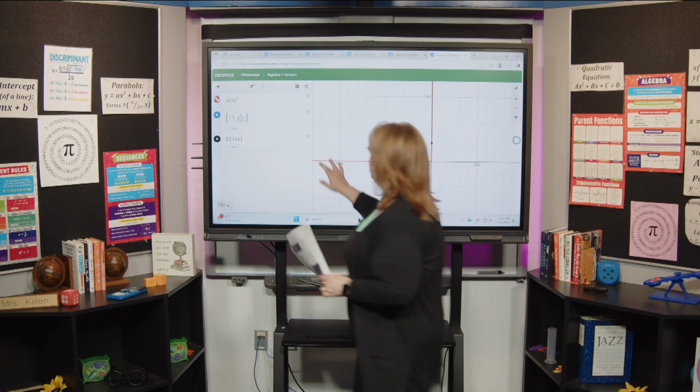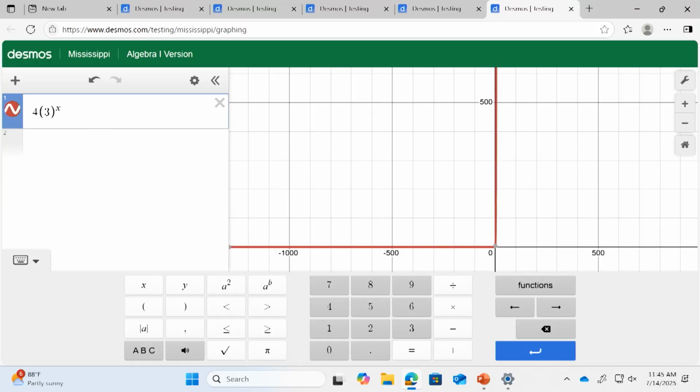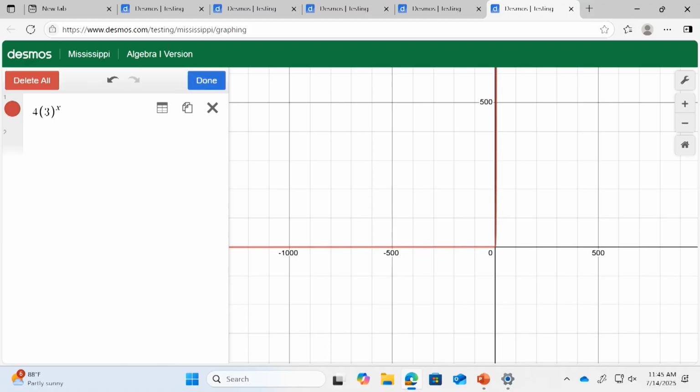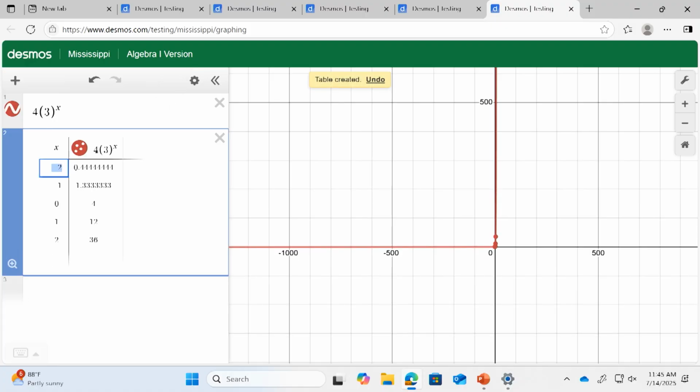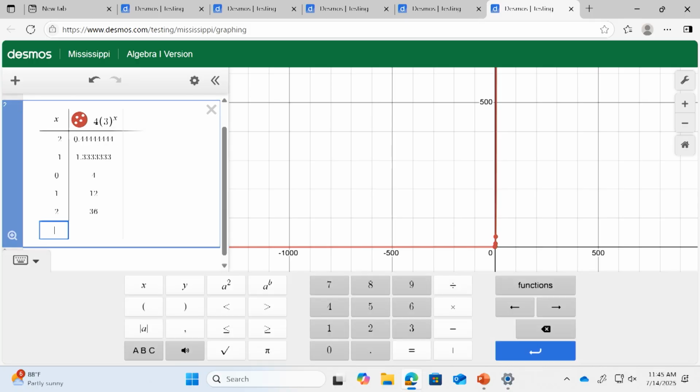So let's watch. I have my initial equation. So I'm going to hit my gear and press table. Now it shows me. So let's see. I want to put a 2. Well, it says 2 is at 36, so I know C is not my answer. What about x being 4? Well, 4 would be 324, and that's exactly what D tells us.